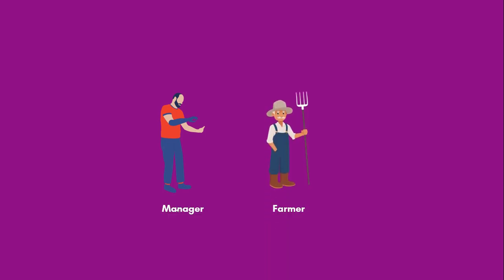So let us say here we have a manager from a chips manufacturing unit, and we have a farmer. The manager is going to this farmer to ask him for potato. When he goes to ask for potato, he will not ask for 1 kg, 2 kg or 5 kg, right? The manager would ask in bulk quantity. He would say, I want 1 ton of potato, or 10 tons, or 50 tons.